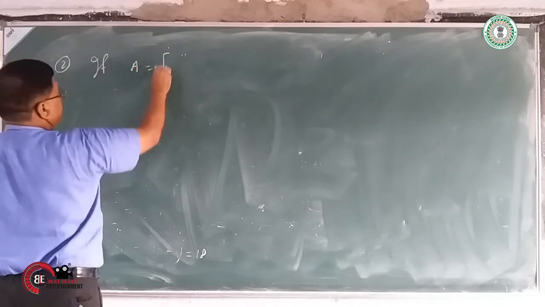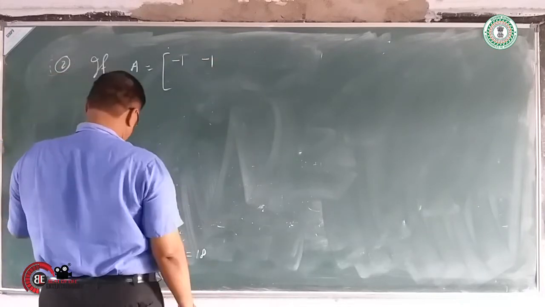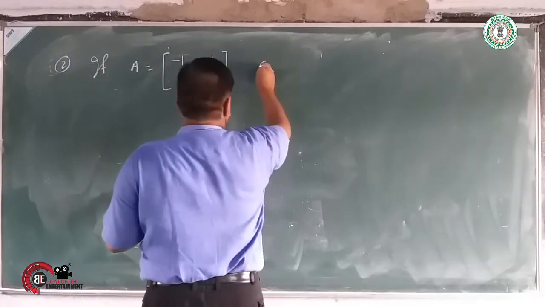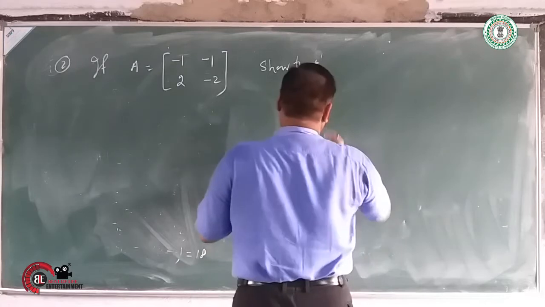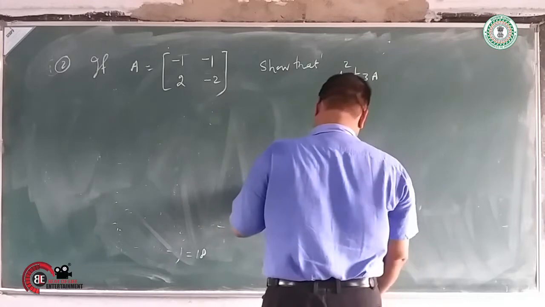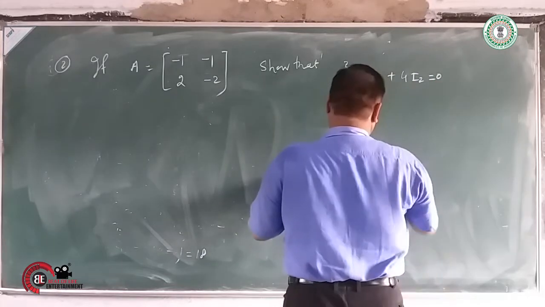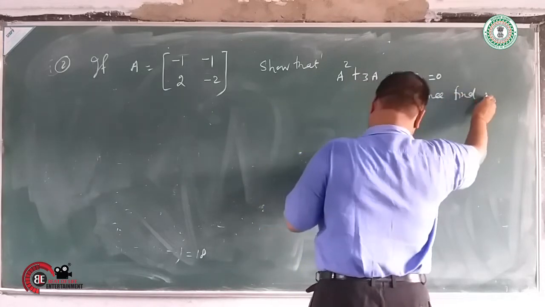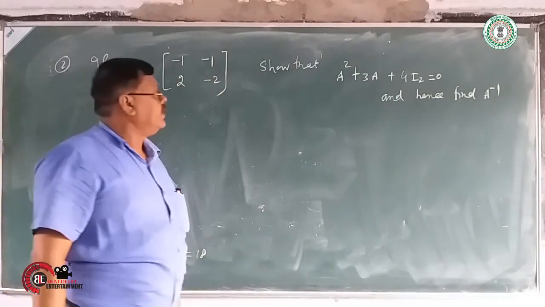If A is a square matrix of order 2, A = [-1, 2; -2, ...], so that A square plus 3A plus 4I2 equals 0, and hence find A inverse. This pattern is also important from the examination point of view.